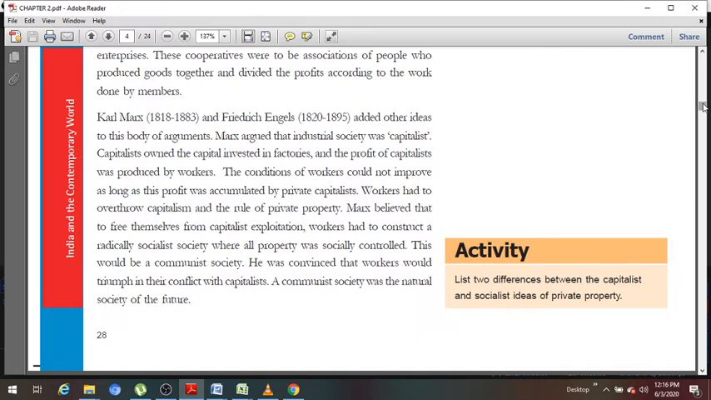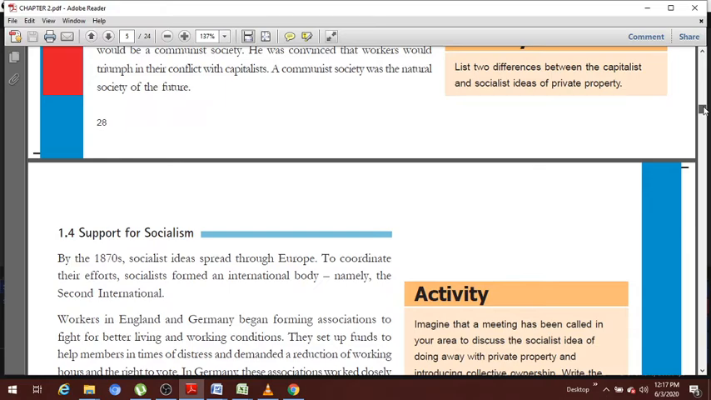Marx believed that to free themselves from capitalist exploitation, workers had to construct a radically socialist society where all property was socially controlled. This would be communist society. He was convinced that workers would triumph in their conflict with capitalists. A communist society was the natural society of the future. Means this was the imagination of Karl Marx during the 19th century, and he imagined the coming society, that if the workers work for their welfare, then the society will be in that manner.